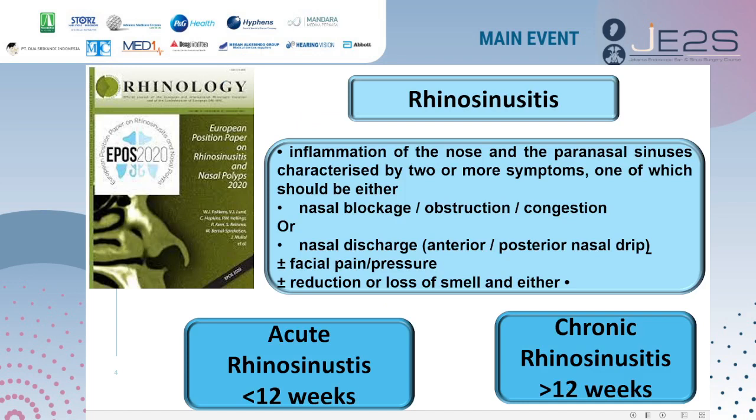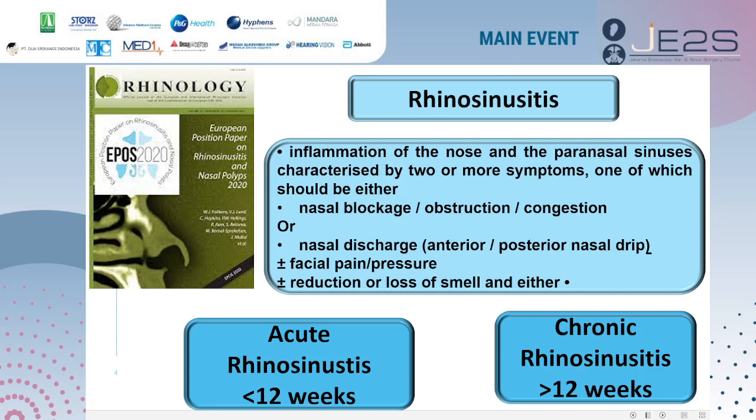of EPOS 2020. Rhinosinusitis is defined as an inflammation of the nose and paranasal sinuses characterized by two or more symptoms, one of which should be either nasal blockage or nasal discharge, anterior or posterior, accompanied by additional complaints like facial pain or reduction or loss of smell. So if a patient came with only facial pain or reduction of smell, we cannot diagnose rhinosinusitis because there are no cardinal symptoms, such as at least one of nasal blockage or secretions.